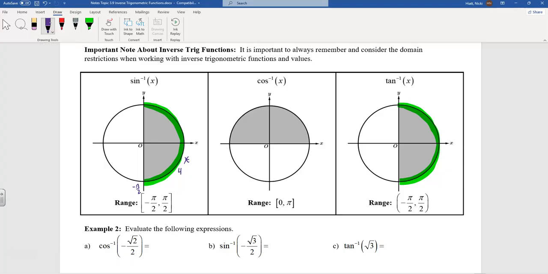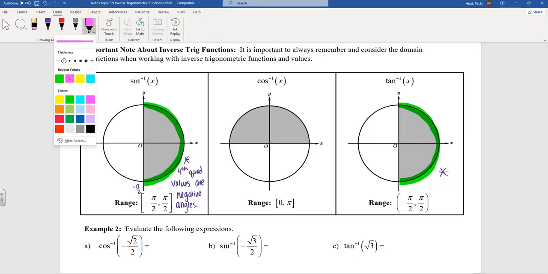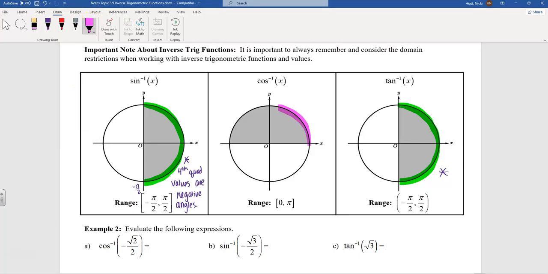So fourth quadrant values are negative angles. There. And that's the same over here for tangent. For cosine, you don't have to worry about it, because for cosine, if you're using the unit circle to answer questions, you are looking at just the first and second quadrant.